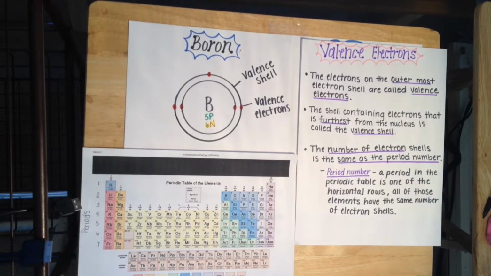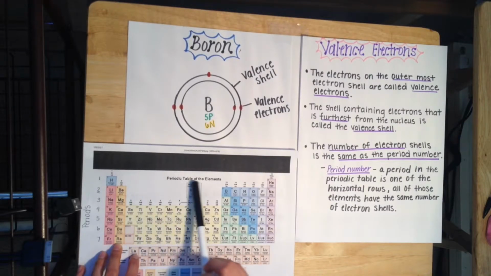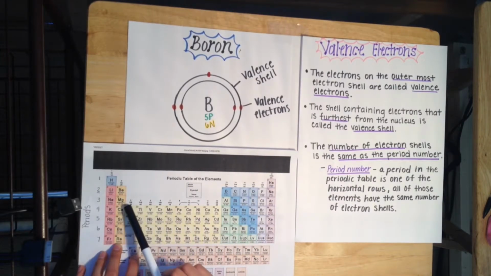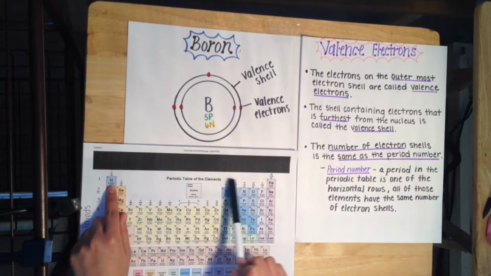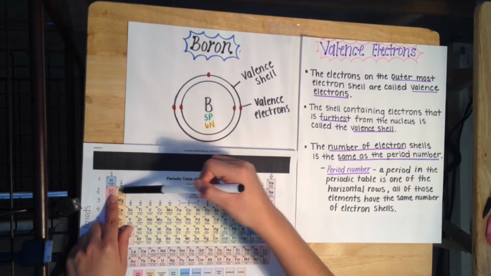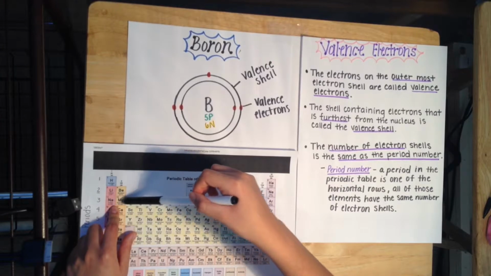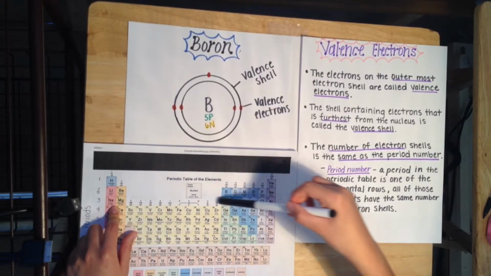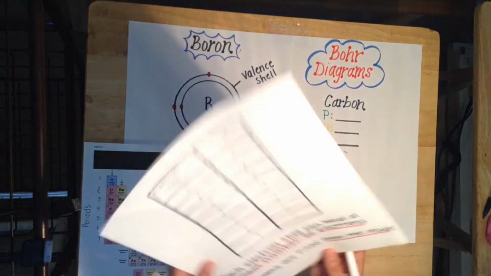Now, the number of electron shells is the same as the period number. So, we look here. These rows that go horizontal determine the number of shells the atom has. So, for example, here on period 1, these elements only have one shell. These elements here on period 2 have 2 shells. These elements here on the third period have 3 shells, and so on. Okay, so now let's start with Bohr diagrams.